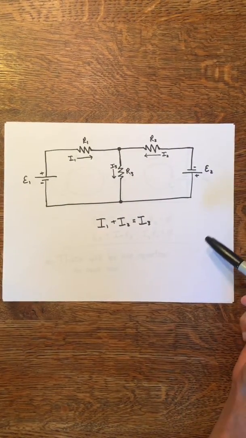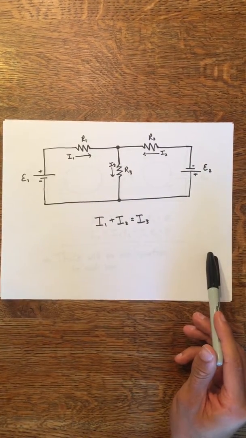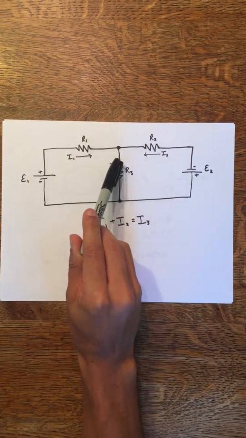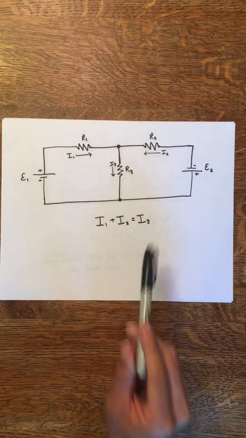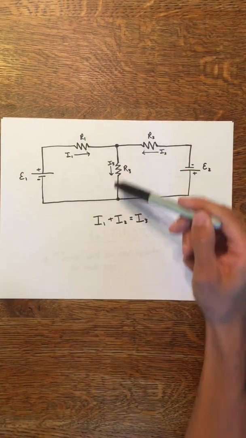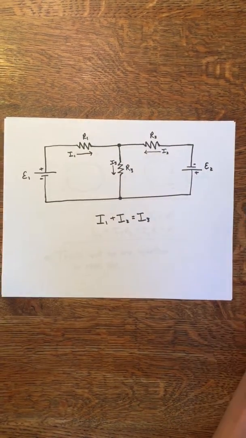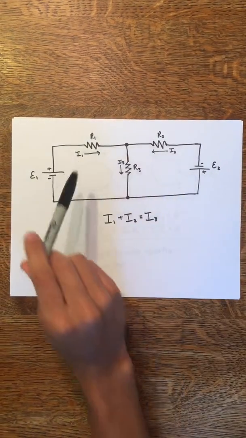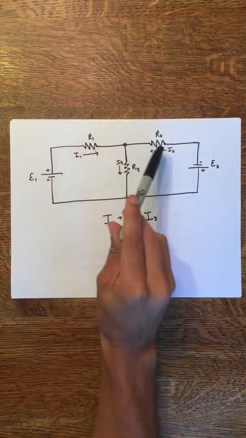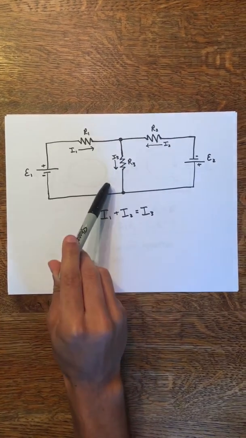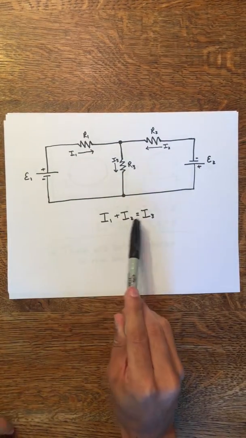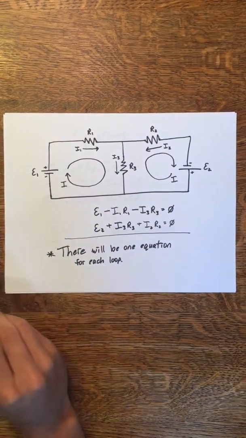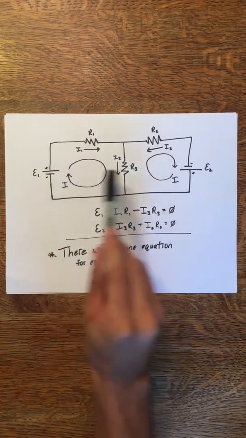A junction is a point where at least three circuit paths meet. As you can see here, we have circuit path 1, circuit path 2, circuit path 3 all coming together to form a junction. You can also see here that there are two junctions, however you only need one equation because each junction gives you the same equation. As you can see here, I1 and I2 come together and I3 comes out, so the equation is I1 plus I2 equals I3.